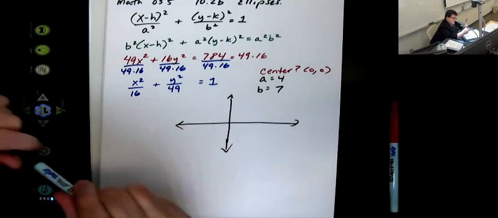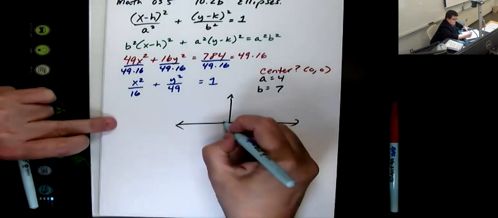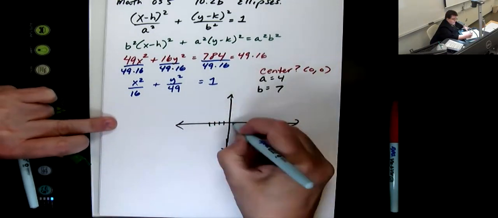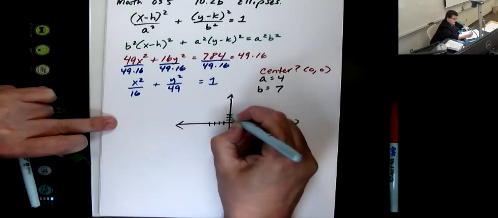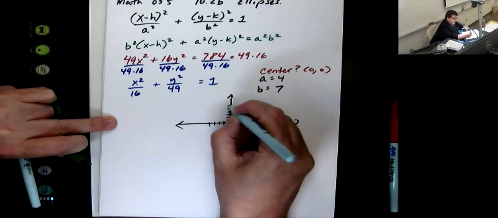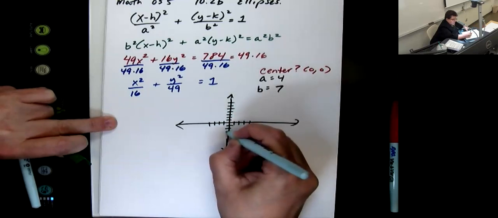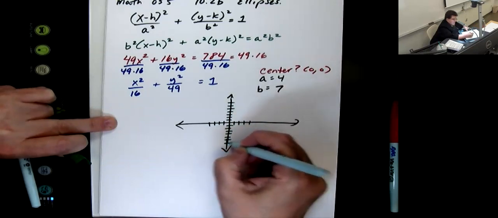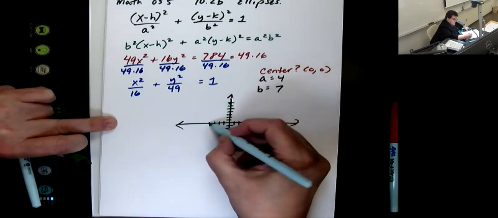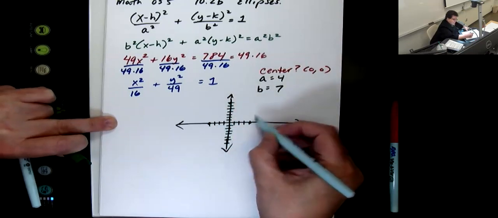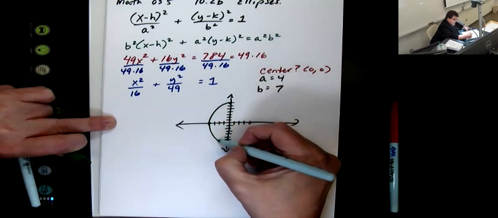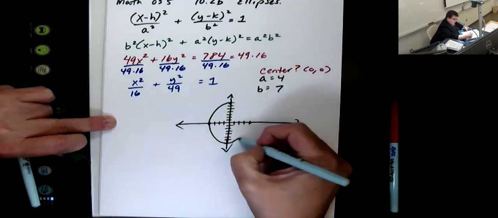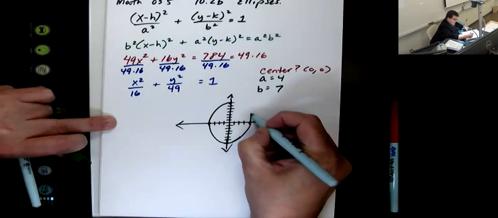So this tells us how far to go left and right. We're going to go left and right 4, and we're going to go up and down 7, and draw a nice rounded ellipse. The ones that are longer on top and bottom are the hardest ones to do.